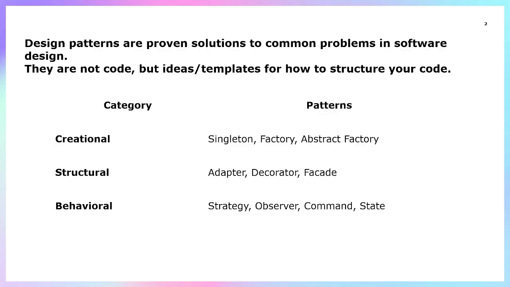In creational there are three types: singleton, factory, and abstract factory. In structural there are also three types: adapter, decorator, and facade. And in behavioral there are strategy, observer, command, and state. So what are these three categories? What is the meaning of creational, structural, and behavioral?